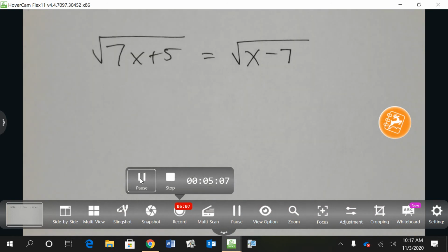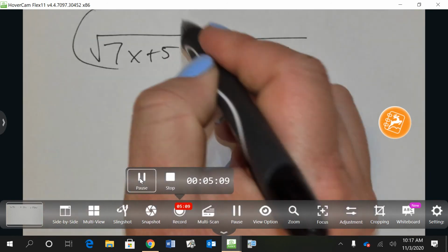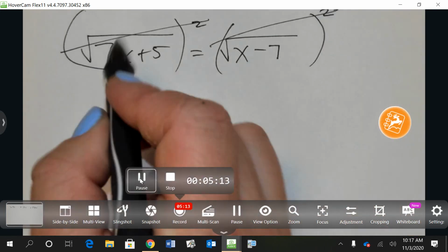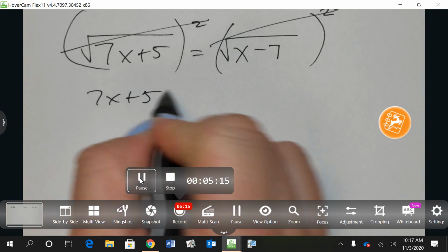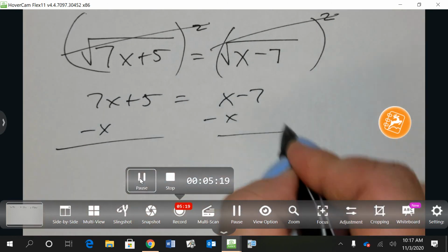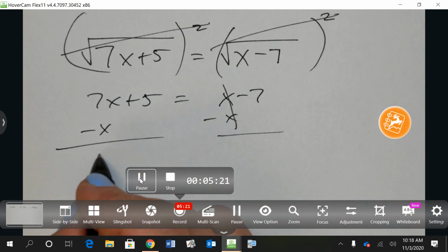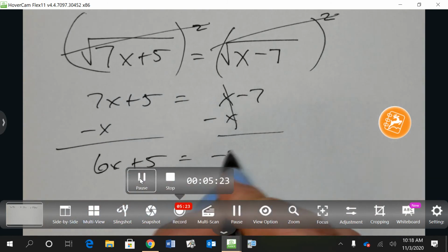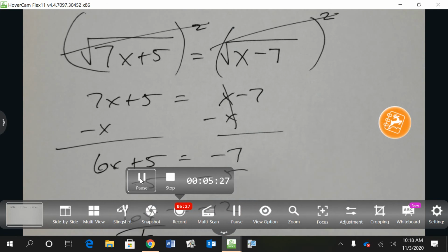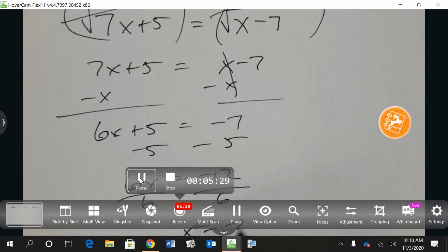Another problem looks very similar to our last one. Well, let's solve it first algebraically. So I square both sides. Two operations cancel out. I have 7x plus 5. I'm going to go about quickly here. You move the x's to the side of your preference. 8 subtract 1 is 6. Move the 5 over. Divide by 2. X equals -2.